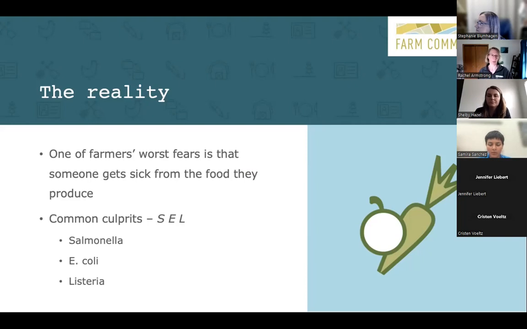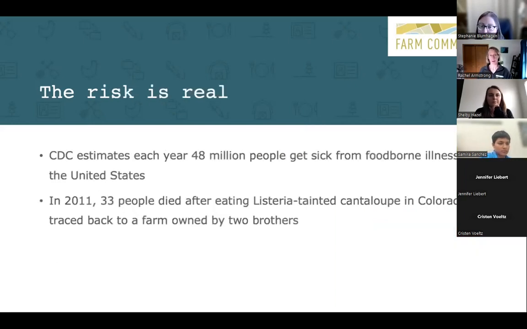We can look in a number of places, things like irrigation water, worker hygiene, our harvest and our packing equipment, wildlife visitors. All of these are possible vectors capable of transmitting these pathogens. But no matter how they end up on your farm, we of course want to avoid these things getting in our food, particularly food that we are selling to the public. And the risk isn't just theoretical, it's very real. The CDC estimates that each year 48 million people get sick from foodborne illnesses in the United States.